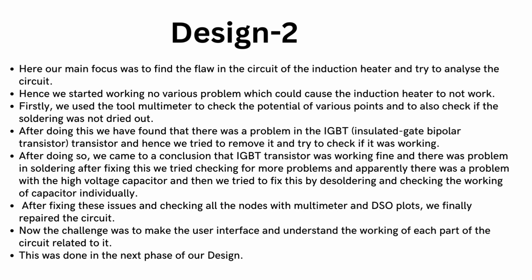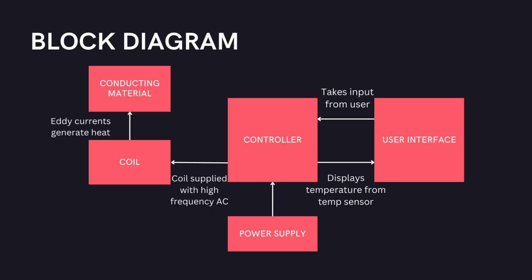So after repairing the induction heater, now our final challenge was to make a user interface which could help us to increase or decrease and to display the temperature. This is a block diagram of our final circuit where we have a conducting material, a coil, a controller, user interface, and a power supply. So power is supplied to the circuit, and the user gives an input, which is given to the controller, and from the controller the coil is connected, where the coil is supplied with high frequency AC. Now the coil generates eddy currents and results in heat in the conducting material. The controller also gives the user interface the temperature to be displayed.